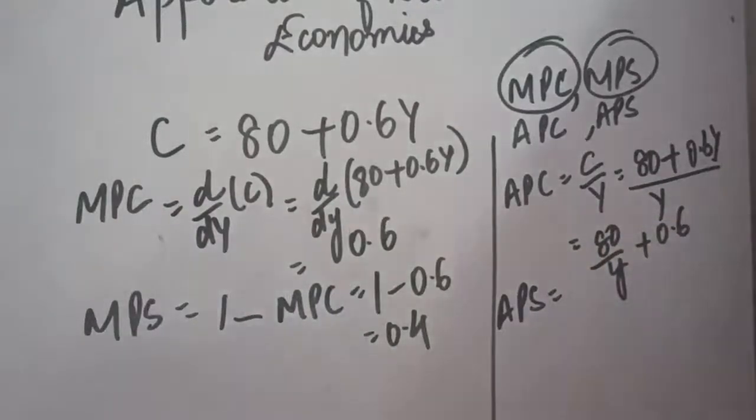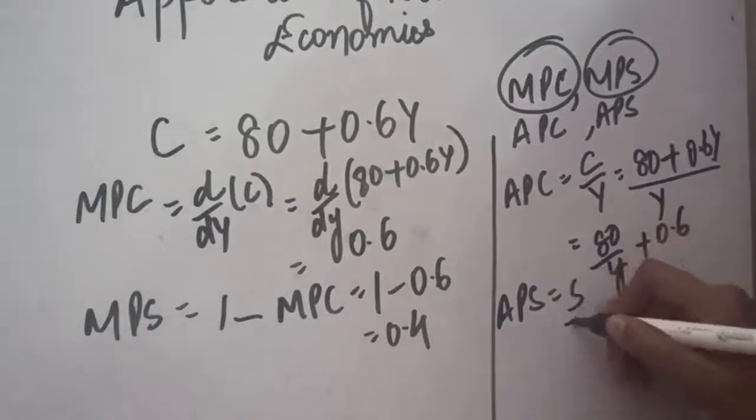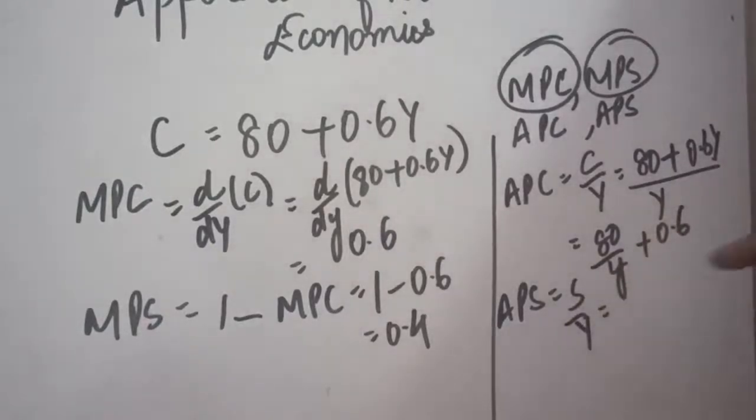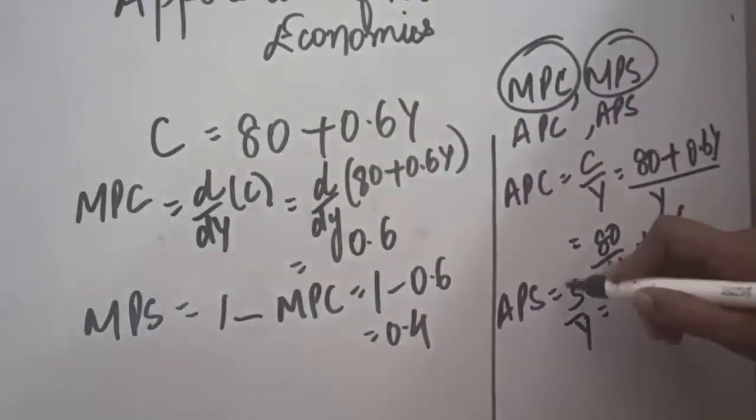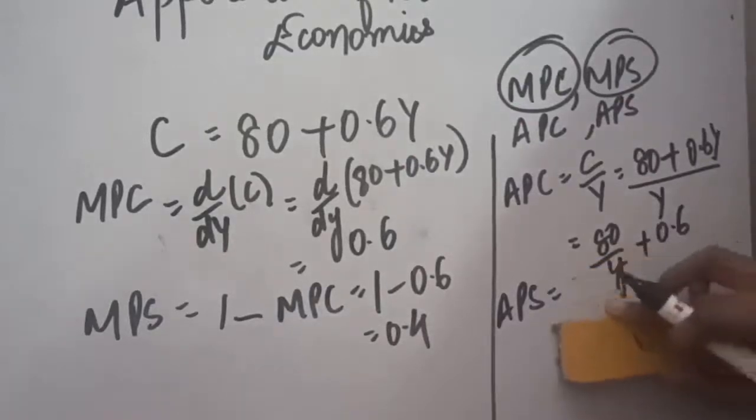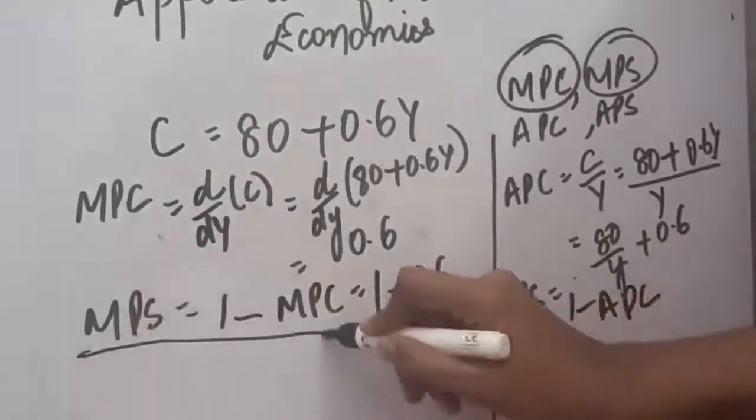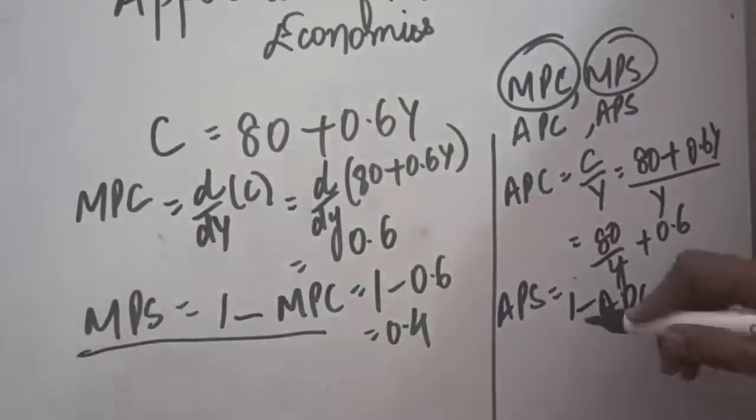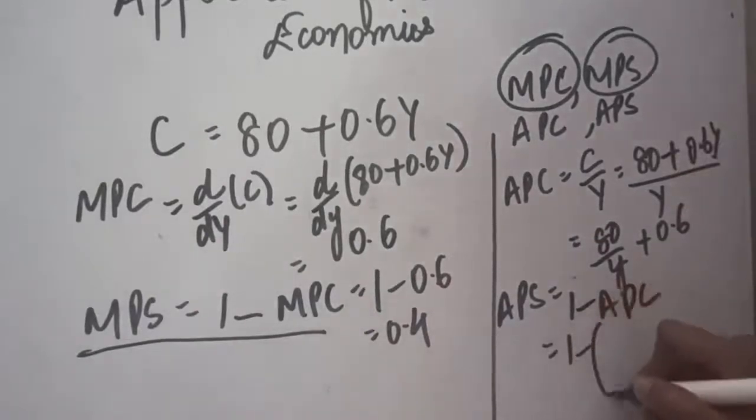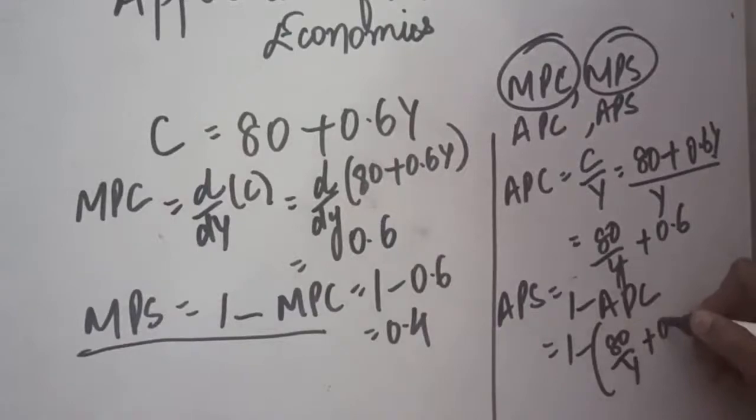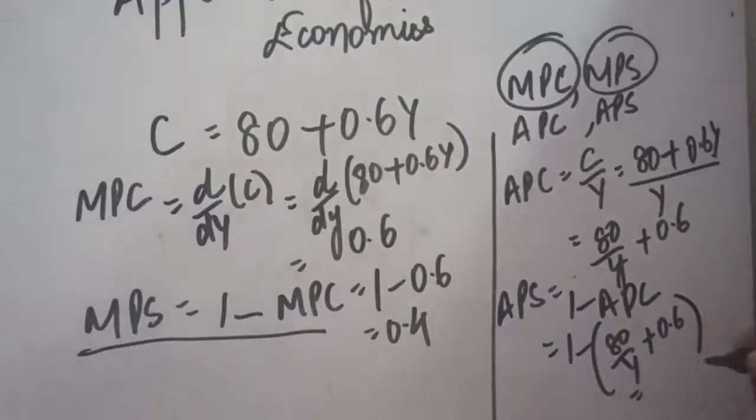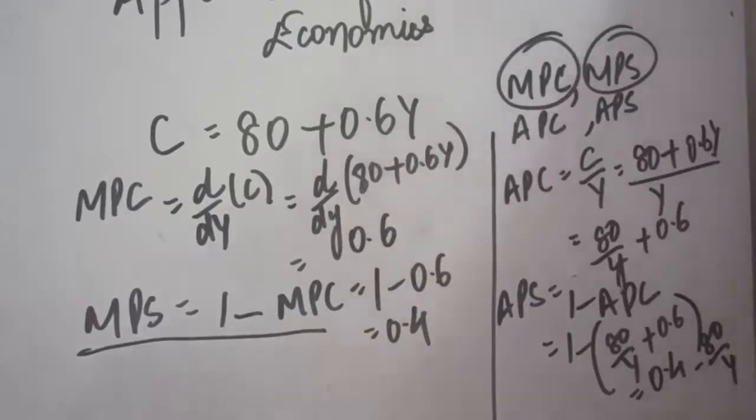Now the last thing that has been asked is APS. The formula for calculating it we have done is S divided by Y. S is what? The saving. If the consumption has been given, the savings will be required. But here in the question S has not been given, so we can make use of another formula, that is 1 minus APC. That is how we calculated MPS as well. So 1 minus 80 over y plus 0.6. We can take the LCM and solve this. The answer you will get is 0.4 minus 80 divided by y.